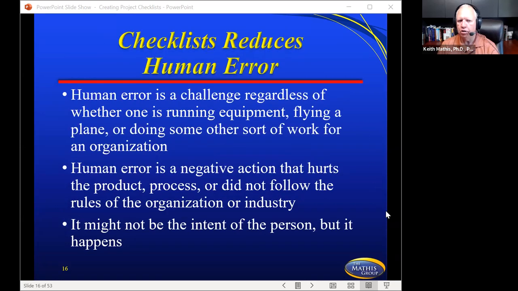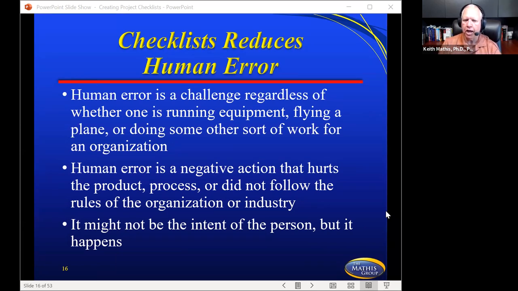Now, checklists reduce human error, and they have seen this happen regardless of what the checklist is for. So if it can reduce human error in a pilot taking off a plane with all the additional equipment that's there, if it can reduce errors for NASA in trying to send someone to the moon or send something up into space, it will reduce some of the errors that we see. That's just silly, foolish stuff that we have happen on our projects.